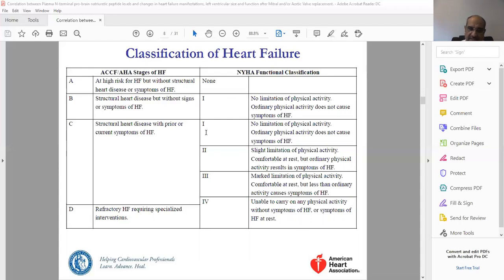Stage C could be in NYHA class 1 if the patient has recovered from heart failure, but usually he's in class 2 or class 3, and a small number of them may be in class 4. But the majority of NYHA class 4 are in stage D. So stage D usually includes most of NYHA class 4.